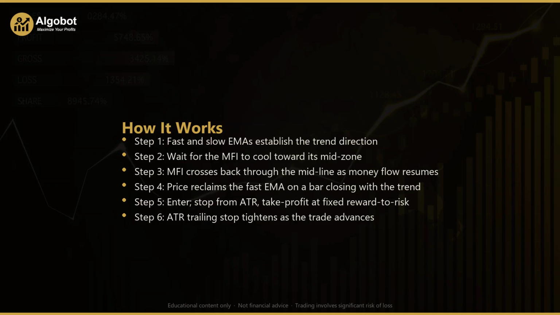Risk management is fully defined before entry. The stop loss is placed 1.5 times the ATR away from the entry price. The take profit is then set at a fixed reward-to-risk multiple, 2 to 1 by default, meaning the profit target sits twice as far away as the stop. On top of that, an ATR trailing stop follows the position, set to 2 times the ATR, and it only ever moves in the trade's favor, never loosening. The strategy also holds just one position at a time and skips any signal when the spread is wider than the allowed maximum. All of these decisions are made on closed bars only, so nothing repaints.